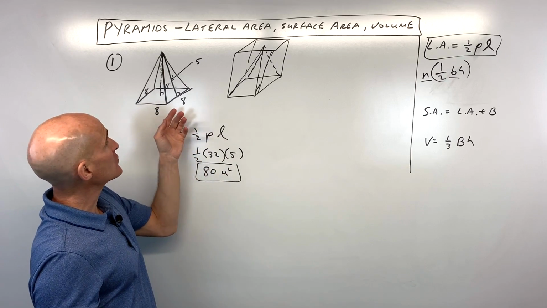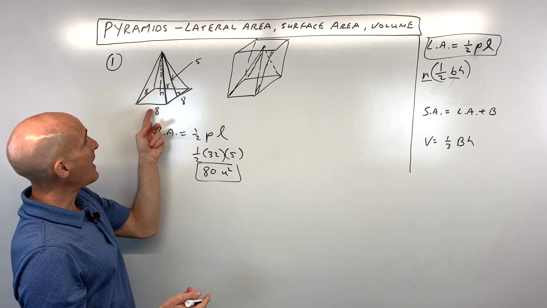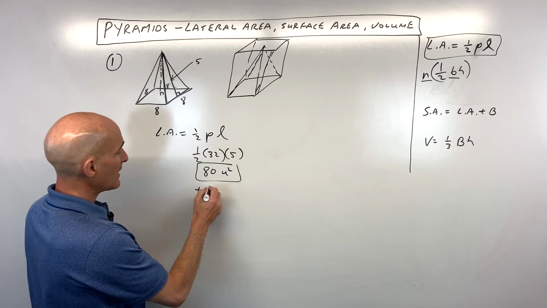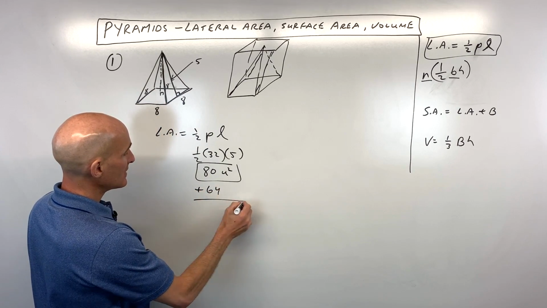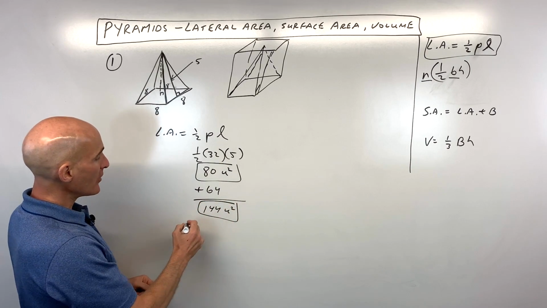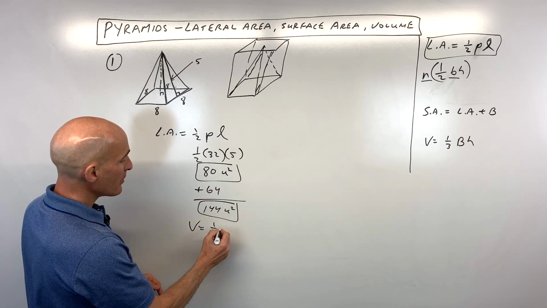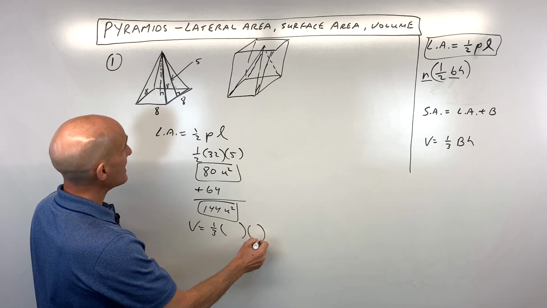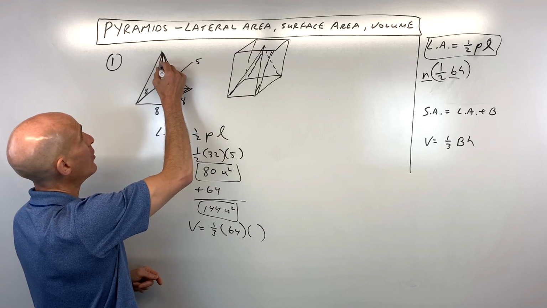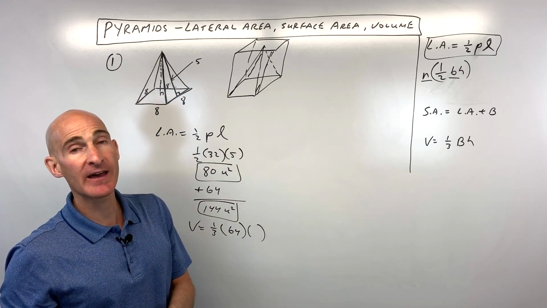Now, if we want to find the surface area, we just have to add on that square on the bottom. 8 times 8 is 64, that's the area of the base. So if we add on 64, we're going to get 144 units squared. And then for the volume, we're just going to do 1/3 the area of the base times the height. The area of the base is 64 times the height. Oh, we don't know the height. So how are we going to find that height?